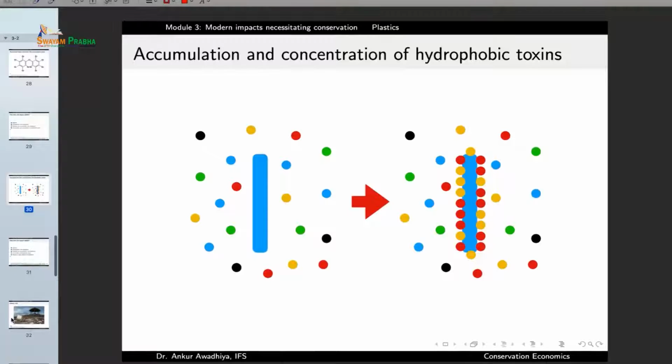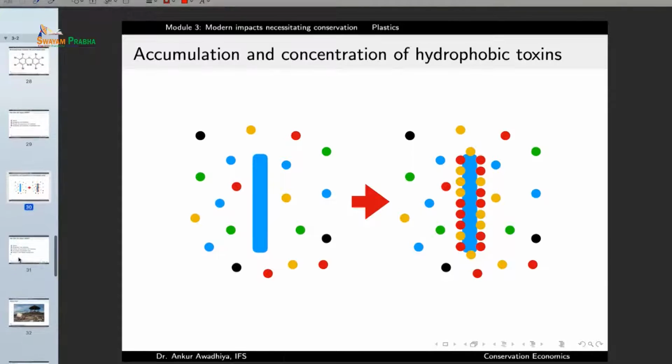And we have seen before that plastics can get eaten up by different organisms, both big and small. Once these organisms eat these plastics, all of these hydrophobic toxins reach into the bodies of these organisms in a very high concentration. So this aids in the poisoning of our biodiversity. So this is another way in which plastics impact our biodiversity.